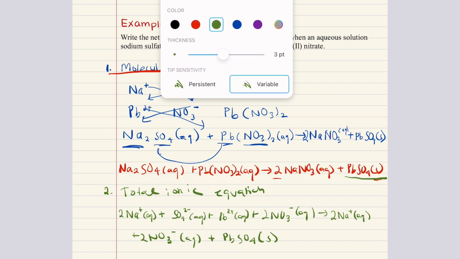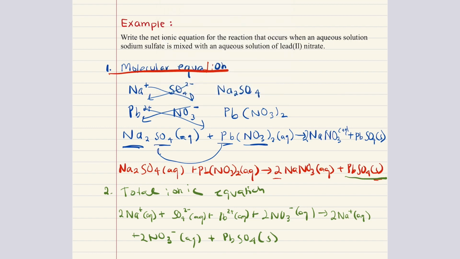Now we want to eliminate anything that appears in both the reactants and the products. In the reactants, we have 2 sodium ions, and in the products, we have 2 sodium ions. So we're going to eliminate that. That is a spectator ion. Same goes with nitrate. 2 of them appear in the reactants and 2 of them appear in the products. So those are also spectator ions.